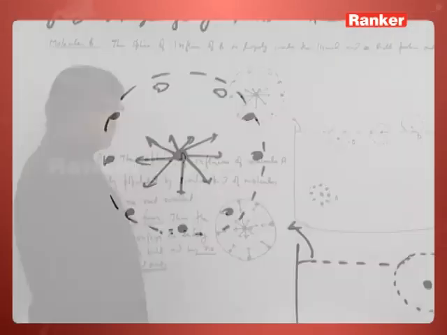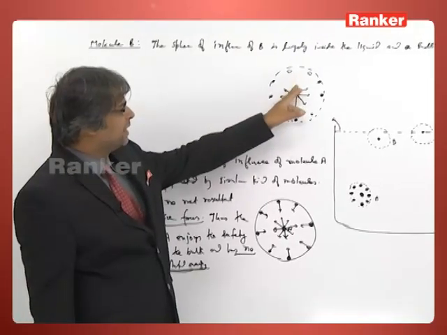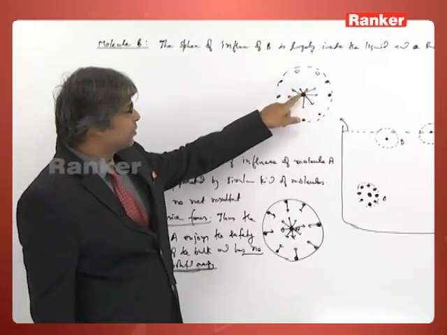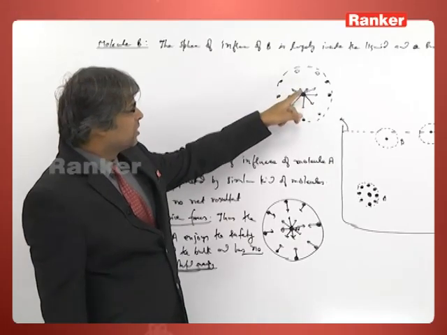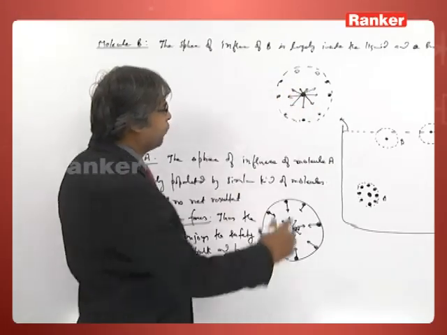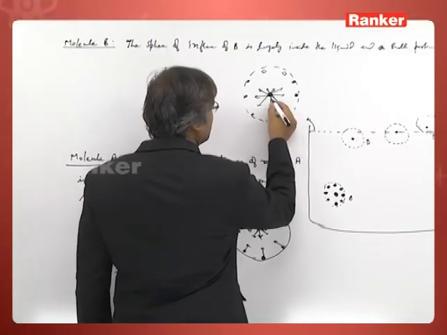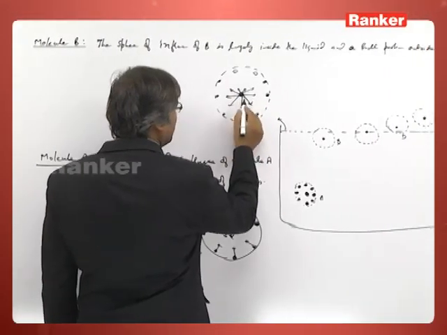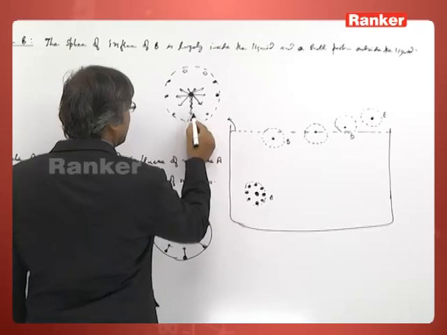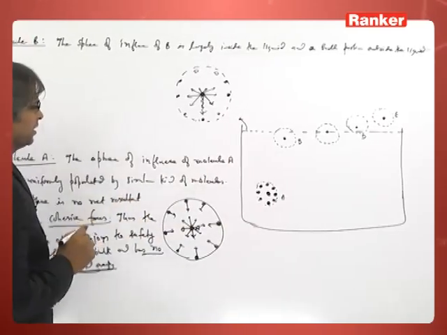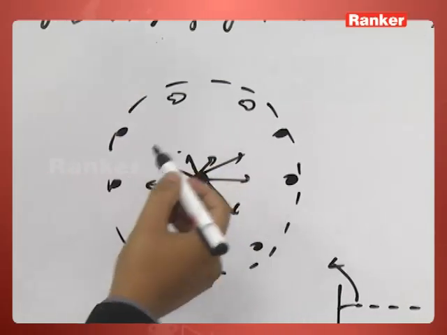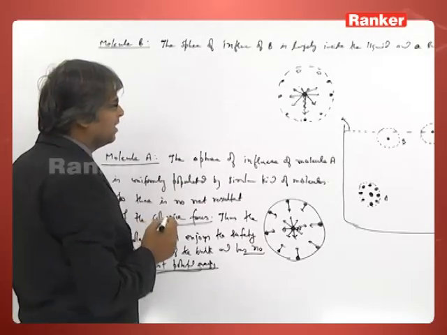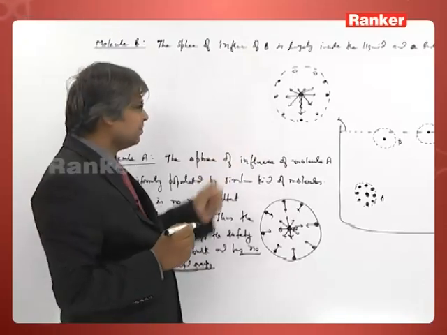If they are gas molecules, then they will have an adhesive force. This is adhesive force and these are cohesive forces. So, you see the net force is towards the downward. The resultant of all these forces, this cohesive and two adhesive, is giving a downward force.